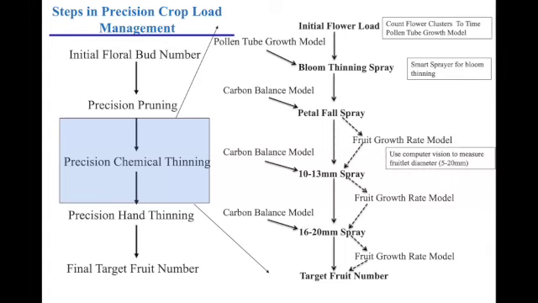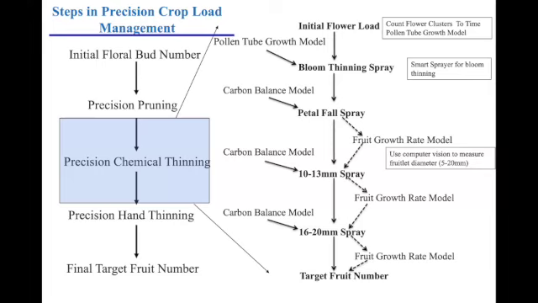Then as we go to the petal fall spray, we would also use a smart sprayer to apply more chemical where needed. But then we would need to assess the results of those first bloom sprays and petal fall spray using some method to run the fruit growth rate model using computer vision.